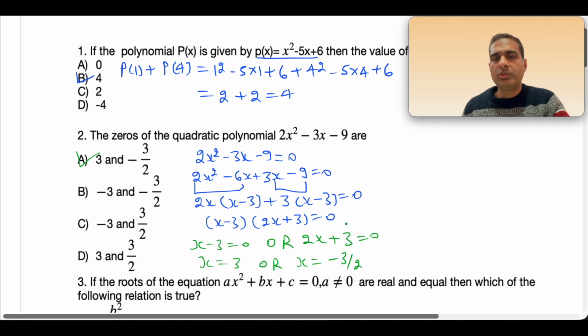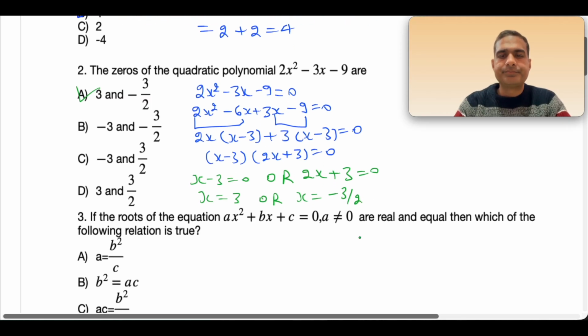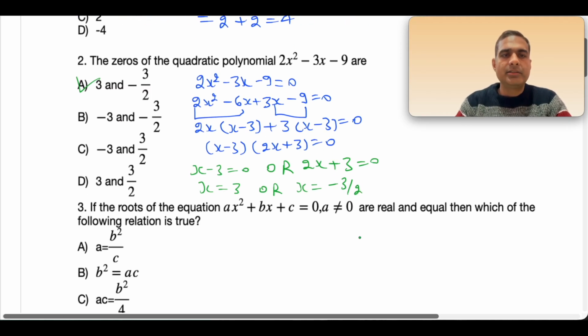So product of two terms is 0. It means at least one of them should be 0. So either x minus 3 is 0 or 2x plus 3 is 0. So from there we got x can be 3 or x can be equal to minus 3 by 2. So the option A is our answer.